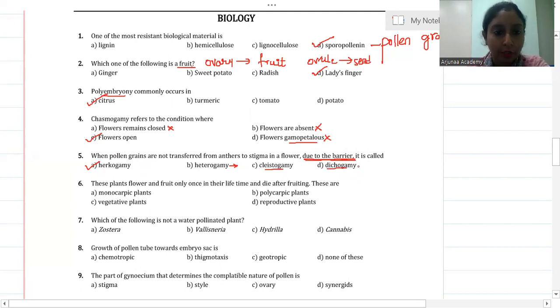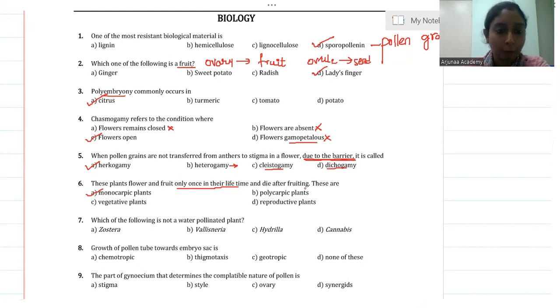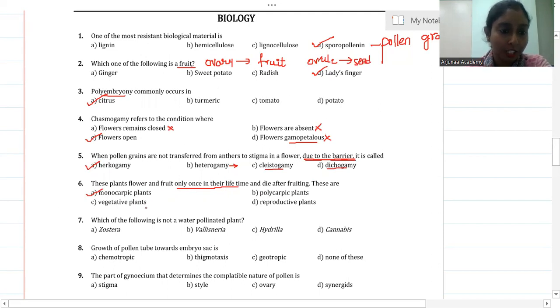Then sixth question, these plants flower and fruit only once in their lifetime and die after fruiting. This condition we call monocarpic plants. Generally these plants produce fruit and flower only once in their lifetime. Polycarpic means they will produce flowers and fruits many times in their life cycle. Vegetative plants, in the sense, are plants which undergo vegetative reproduction.